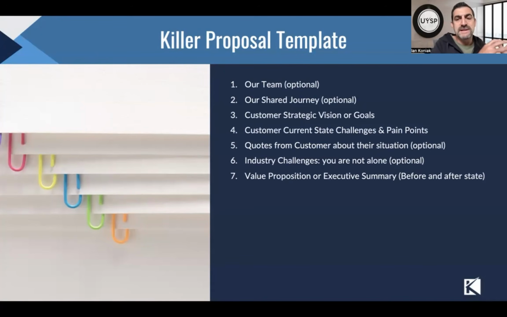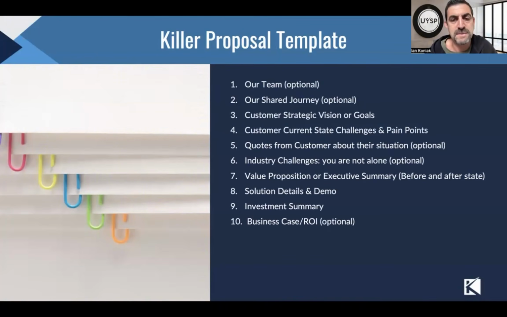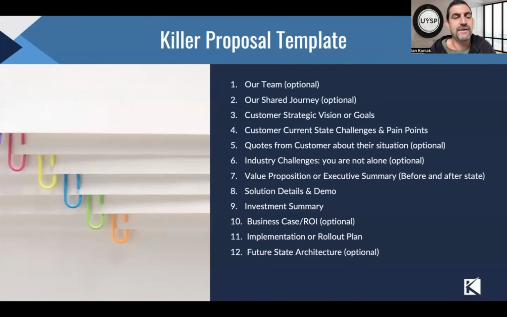You pivot to the executive summary, and you're going to share how you're going to help them. You show the solution, you show the demo, you show the investment, you go over the business case, you share the implementation and the training plan to put them at ease. If there's an architecture you have to talk about for the future state, you can share that as well, or a relevant customer story. And finally, next steps and mutual action plan.